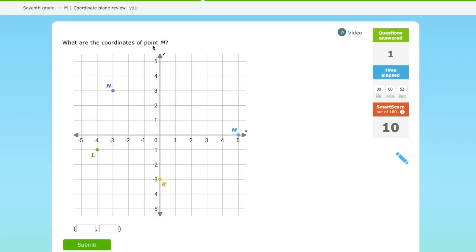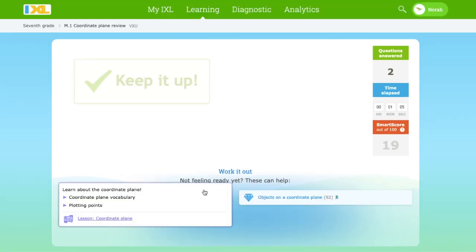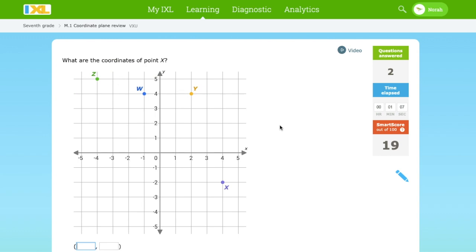What are the coordinates of point M? Let's see, so on the x-axis it's 5 and on the y-axis it's 0. 5, 0. What are the coordinates of point X? It's 4 on the x-axis and -2 on the y-axis.